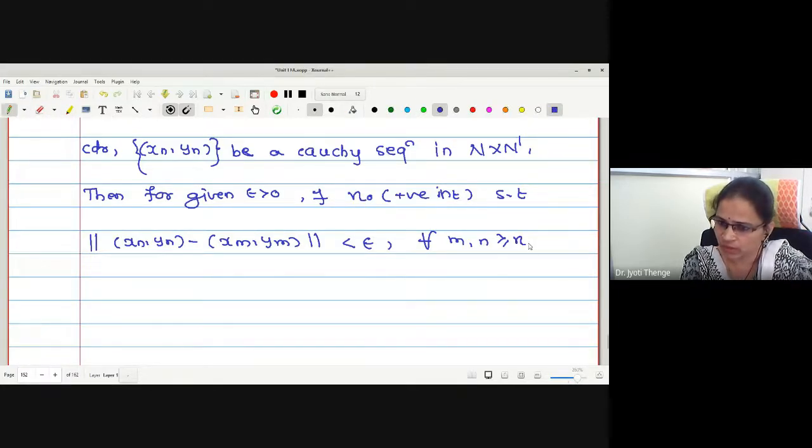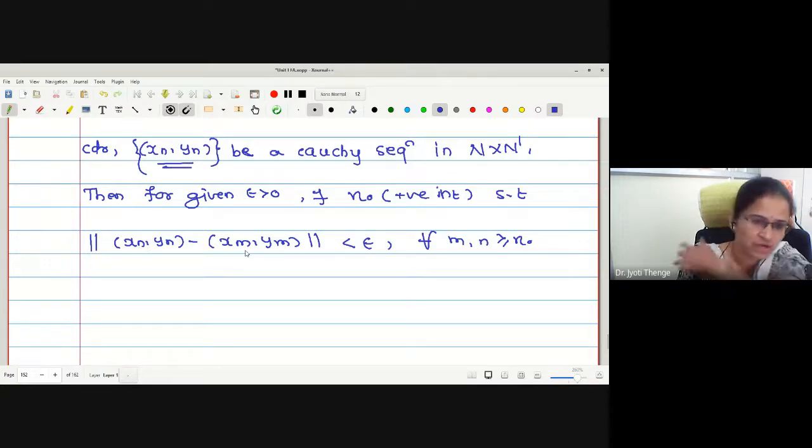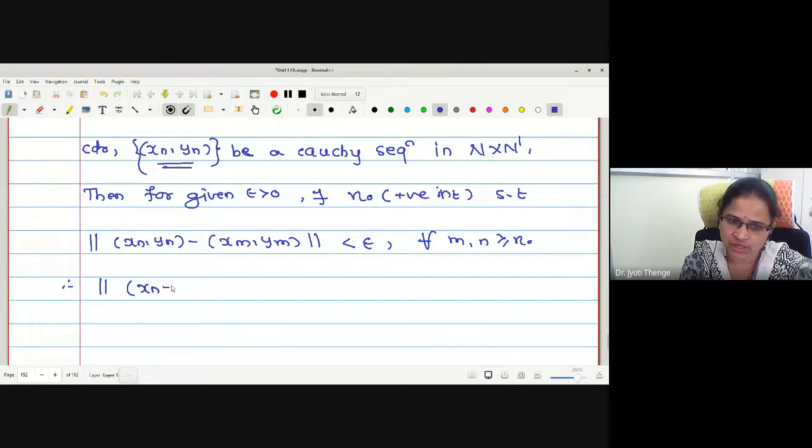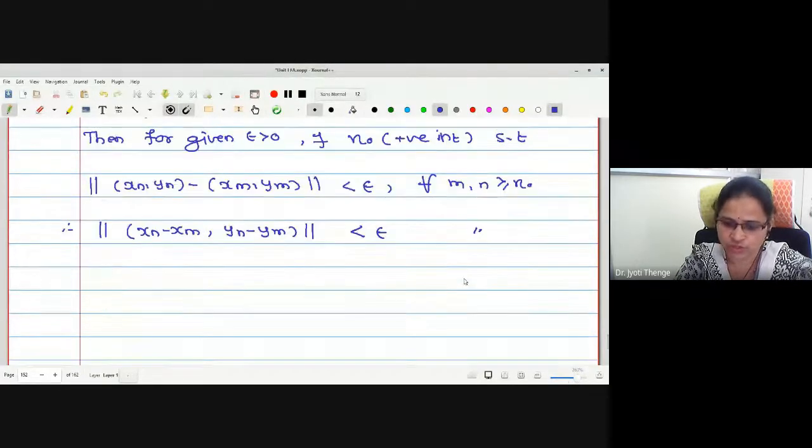Is it okay? Norm of xm minus xn we were writing, but here this is in an ordered tuple. Therefore, norm of (xn, yn) minus (xm, ym) is less than epsilon. Let us follow coordinate-wise operations first. What does coordinate-wise operation tell me? It is (xn minus xm, yn minus ym), less than epsilon with the same condition.